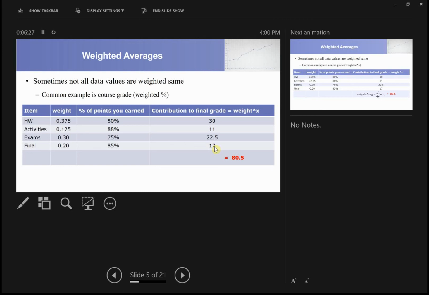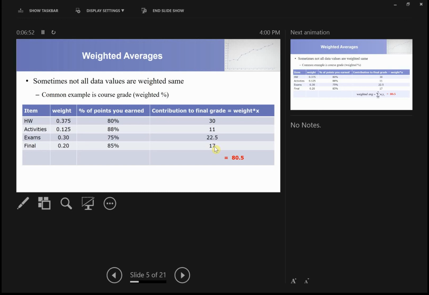So this is a person that of all the homework points they had available, they got 80% of them. So the contribution to the final grade is 0.375 because the homework has a weight of roughly 37%. And when you multiply those two, you get 30. Okay. And you do that for each of these categories. Okay. You compute the contribution, and then you just add them up.